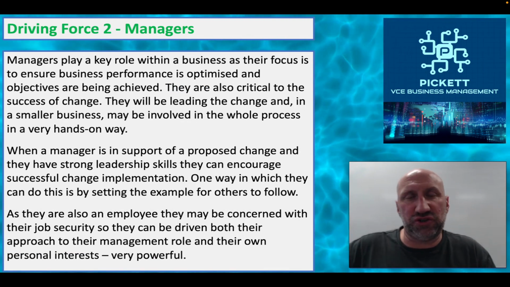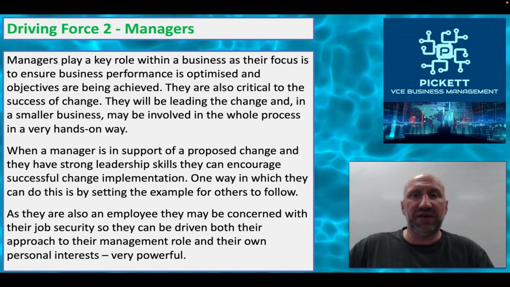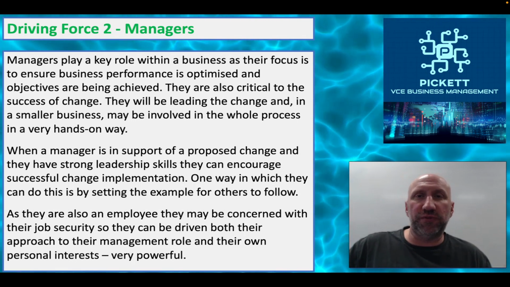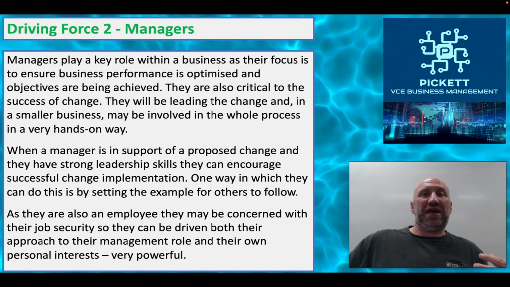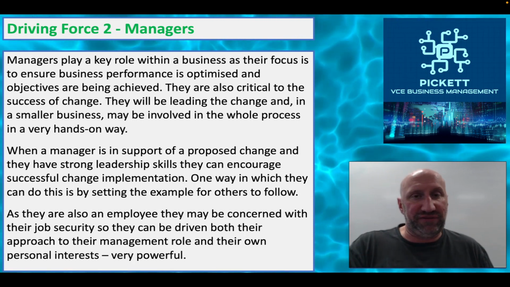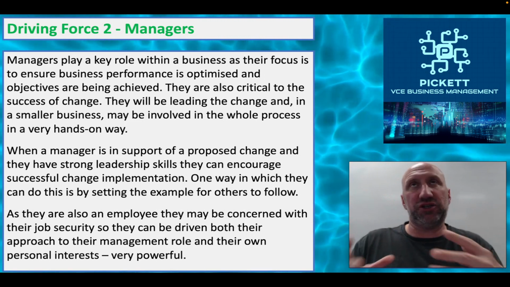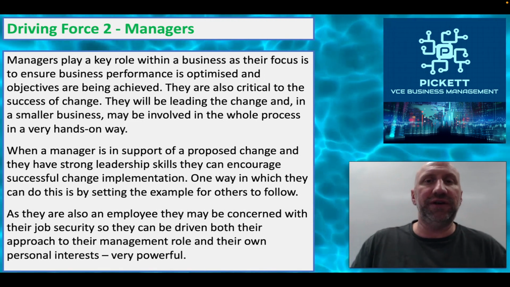Managers. So the second driving force identified in the study design. Now, managers obviously play a key role in the business because their focus is to ensure the business performance is optimized and to make sure that any objectives that have been set are achieved. That's their job: to achieve the objectives, or to make sure the objectives are achieved.